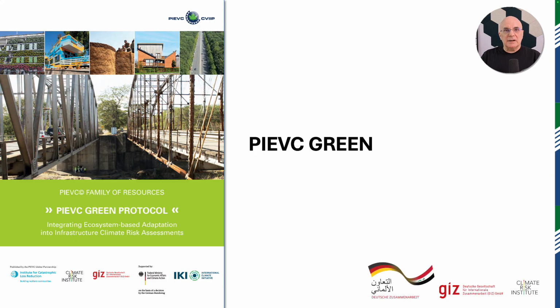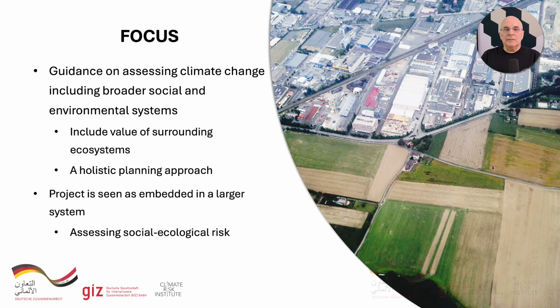Let's start by discussing Privacy Green. The focus of Privacy Green is to provide guidance on assessing climate change, including broader social, economic, environmental systems. We include the value of surrounding ecosystems, and it's a holistic planning approach. The project that we're evaluating is seen to be embedded in a larger system, and we're assessing social and ecological risk.